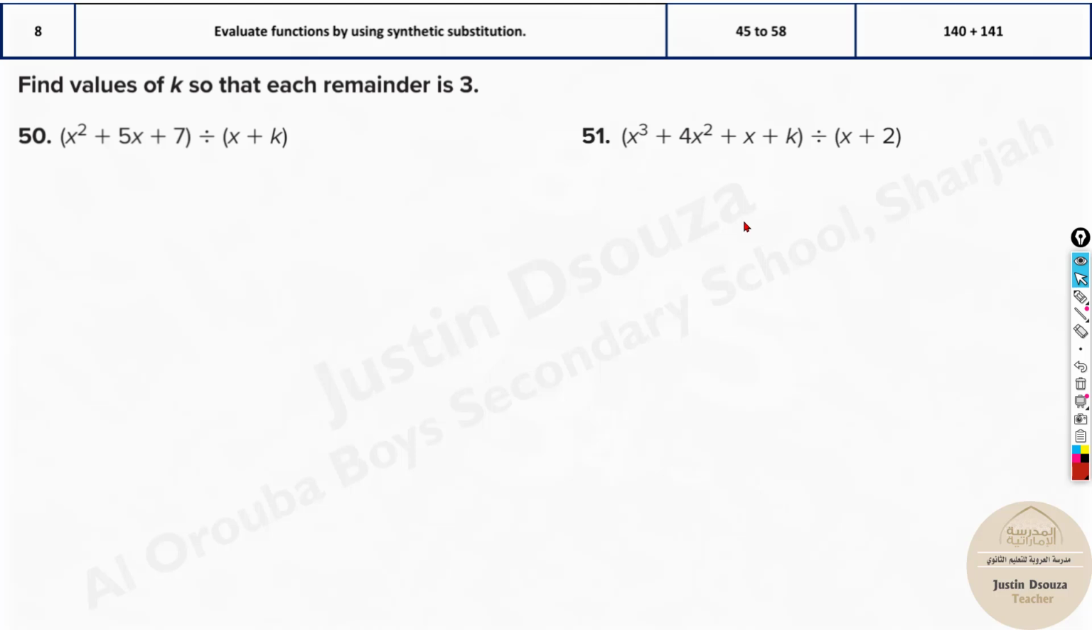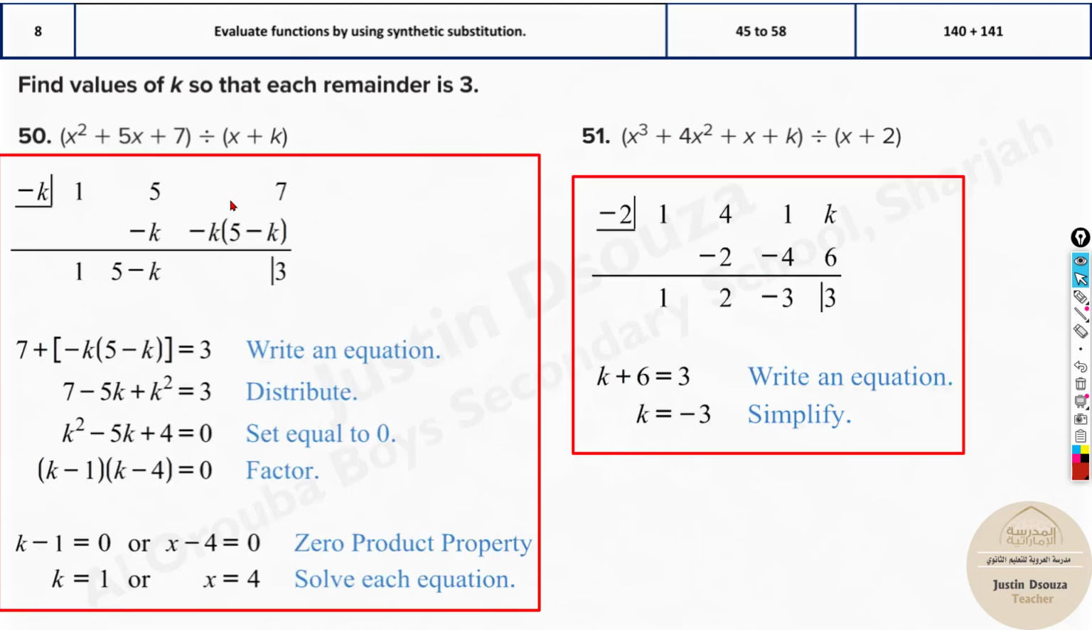Same thing goes over here. You can see the worked out solutions. Not that difficult. Over here, you can just multiply it inside. Now, what happens in the left one over here, the 50th problem? You get a quadratic. Why? Because you can see over here, k is multiplied. It will be minus 5k minus k squared.